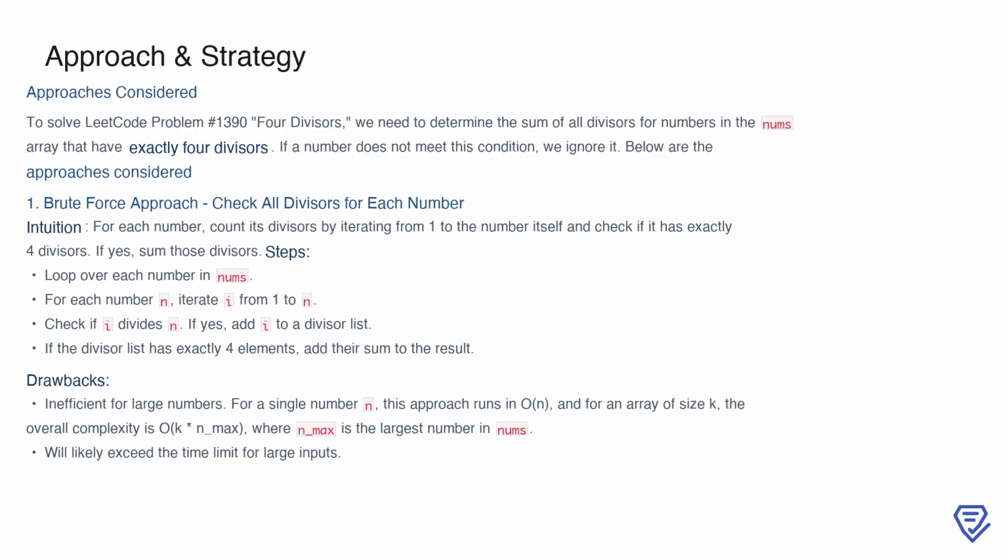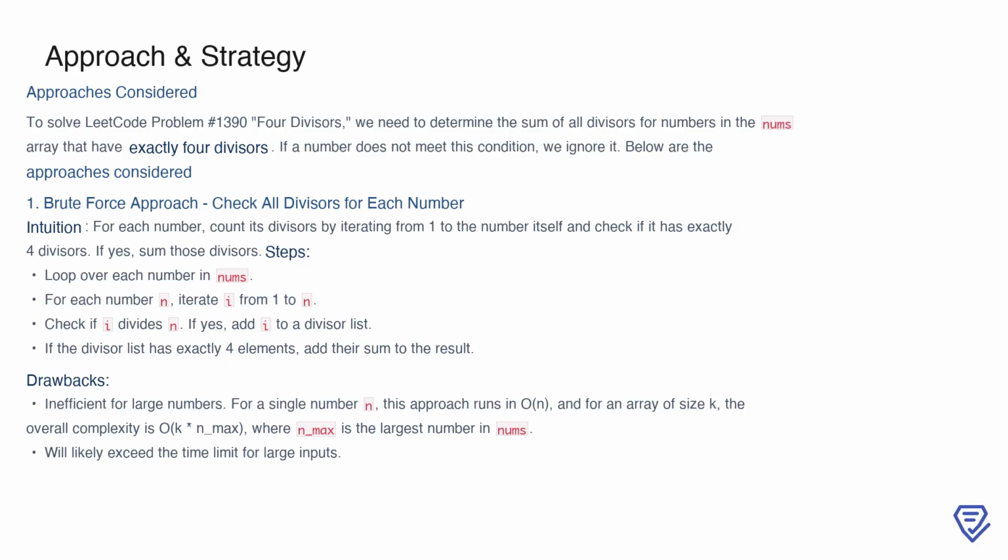However, while this approach is easy to understand, it is computationally expensive. For a number n, checking all divisors takes n time, and doing this for all numbers in the array results in an overall time complexity of k*n_max, where k is the size of the array and n_max is the largest number in it.